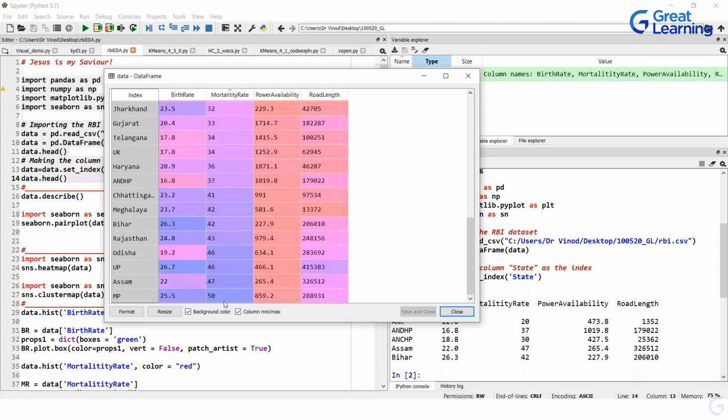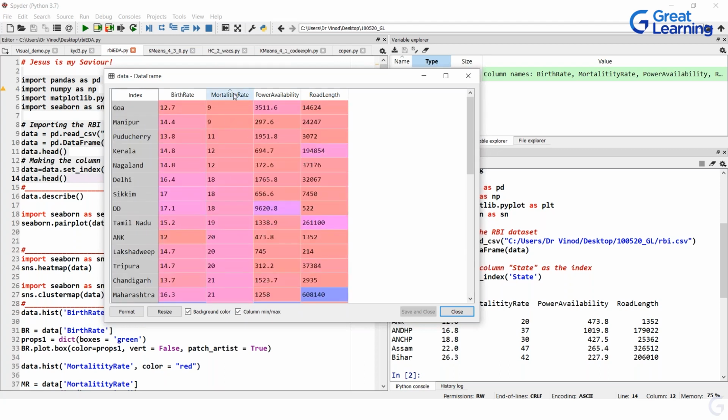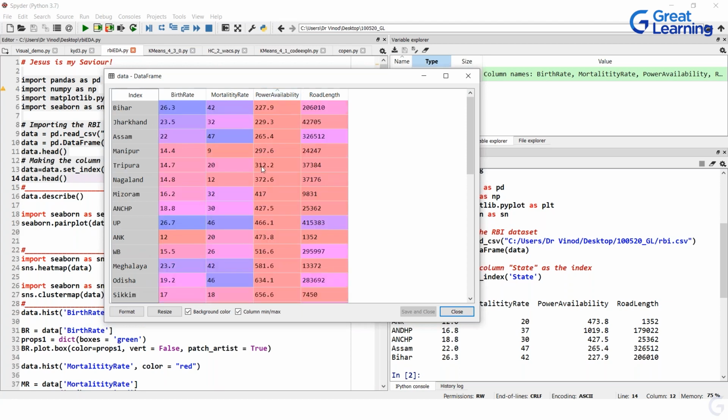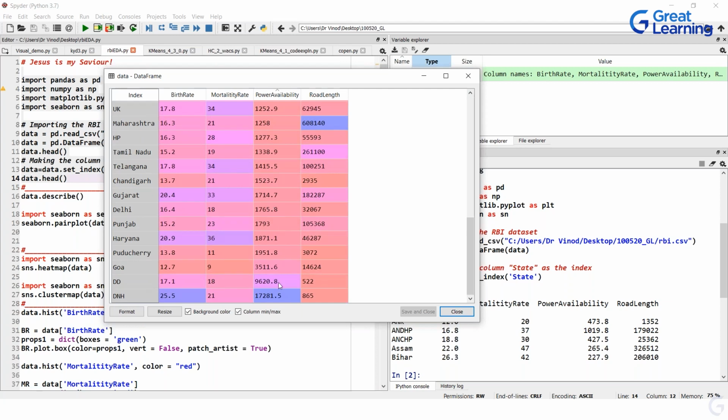On the higher side, oh my God, Madhya Pradesh is top, then Assam, then Uttar Pradesh, then Odisha, then Rajasthan. So this is about mortality rate. With regard to power availability, and power availability is a very wonderful indicator of how industrial development happens in a state. So let me click it and let's go to see the highest first.